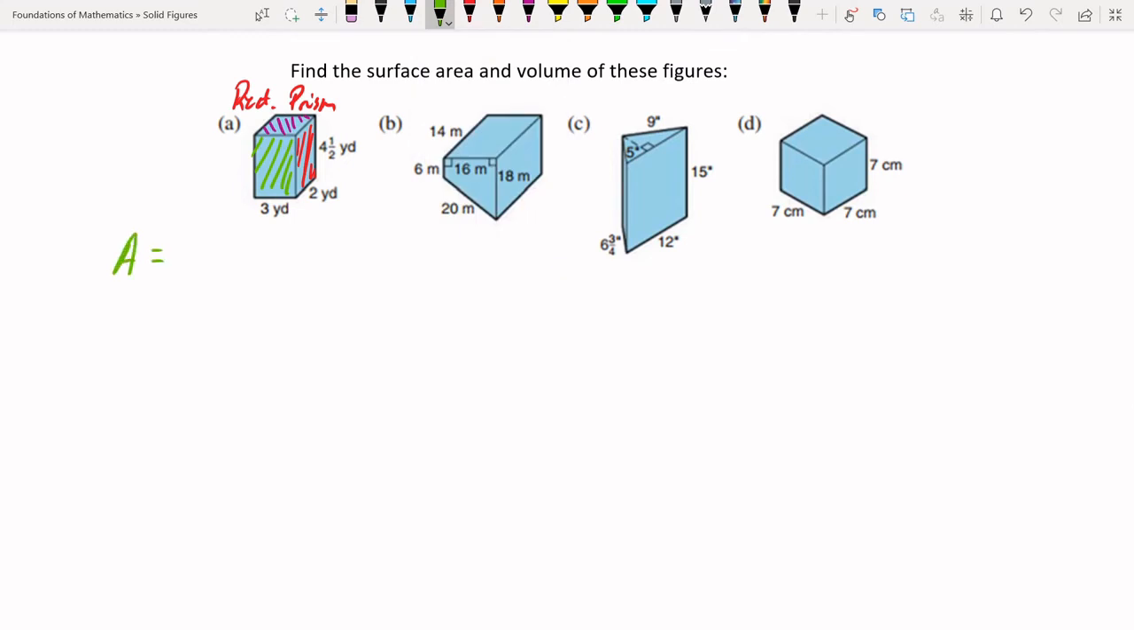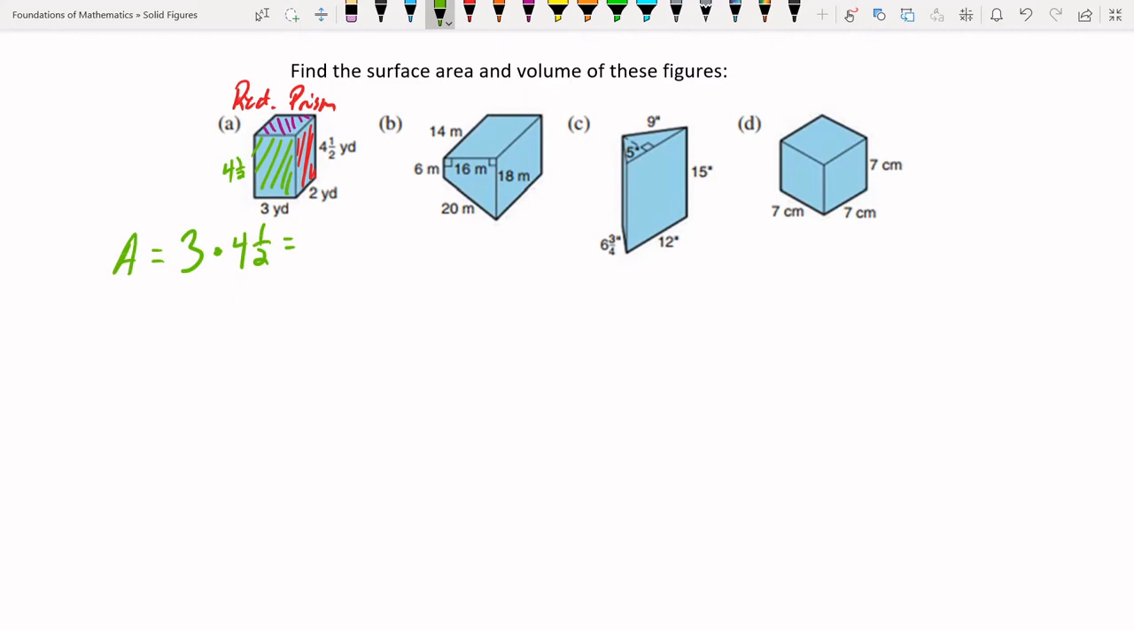is going to be base times height, or length times width, whichever makes sense to you. We have 3 yards, as you could say, as a width because it's smaller, and the height is going to be 4.5. So we can just multiply that by 4.5. That's the area. There's just a flat 2-dimensional area of the green side. So we have 3 times 4.5.